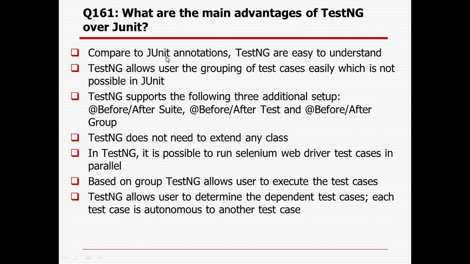Compared to JUnit, TestNG annotations are easy to understand. TestNG allows the user to group test cases easily, which is not possible in JUnit. The grouping feature is not available in JUnit, however TestNG has it. We can group multiple test cases easily under a single unit. TestNG supports the following three additional steps: before and after suite, before and after test, and before and after group, which are not available in JUnit.